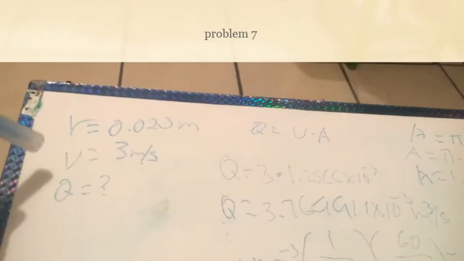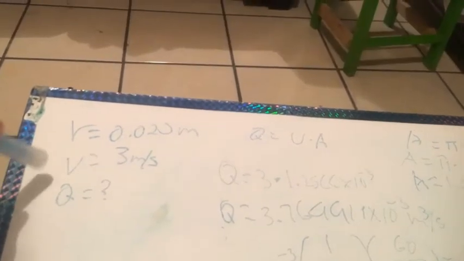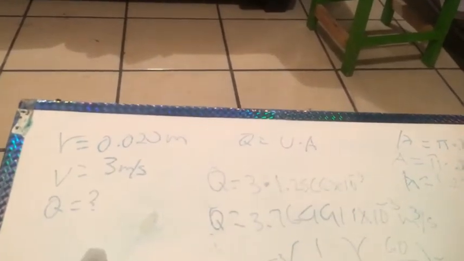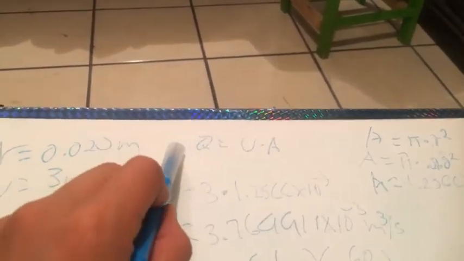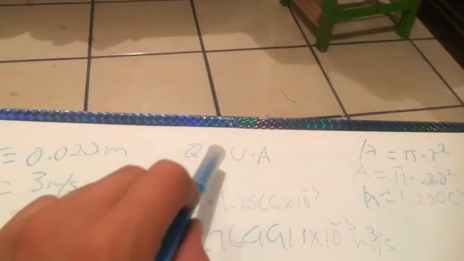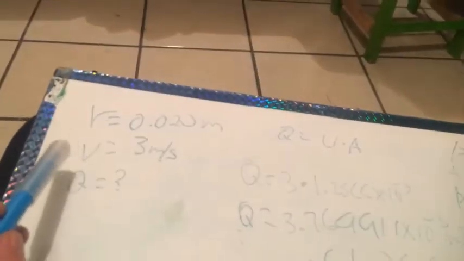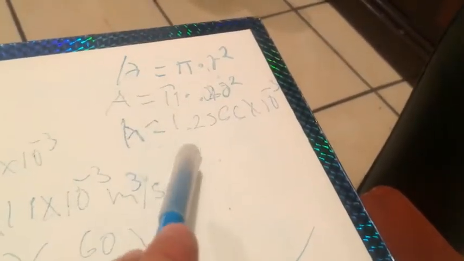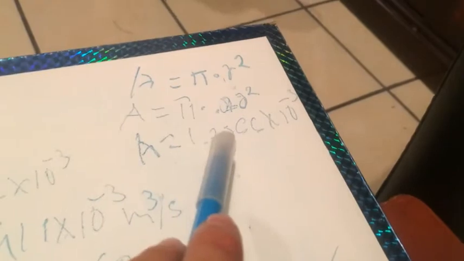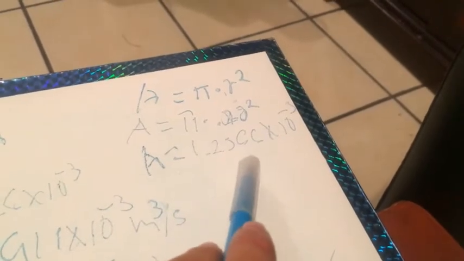That is the seventh problem. They are giving us radius, velocity, and they are asking us for quantity of flow. The quantity of flow, we need to solve it by multiplying velocity times area, but we don't have area. So we solve for area. Area is going to be pi times radius to the square. It's going to be 1.2566 times 10 to the minus 3.